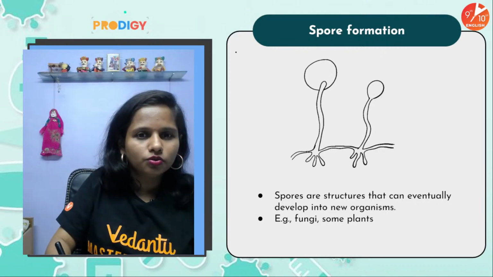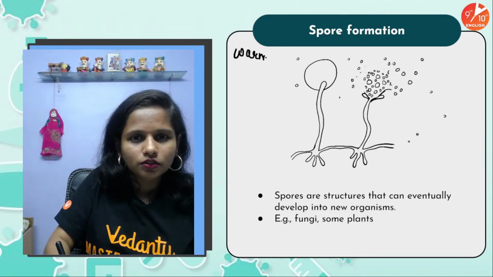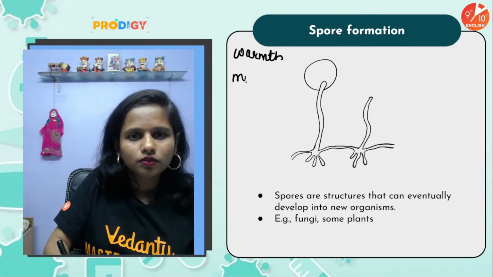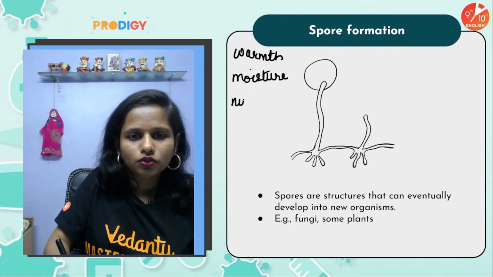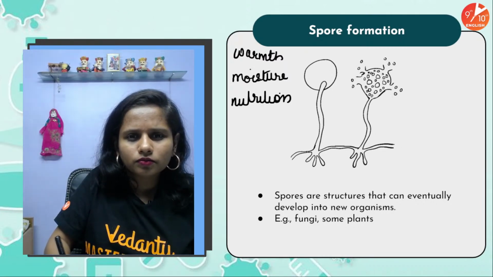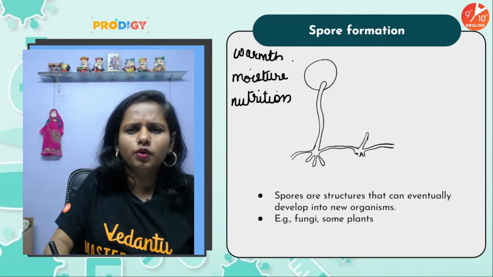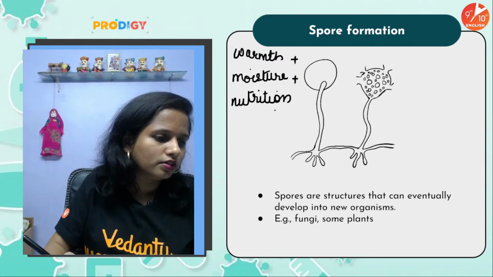So I'll write three conditions: warmth, moisture, and food, that is nutrition. So three things are required for the germination of fungal spores.